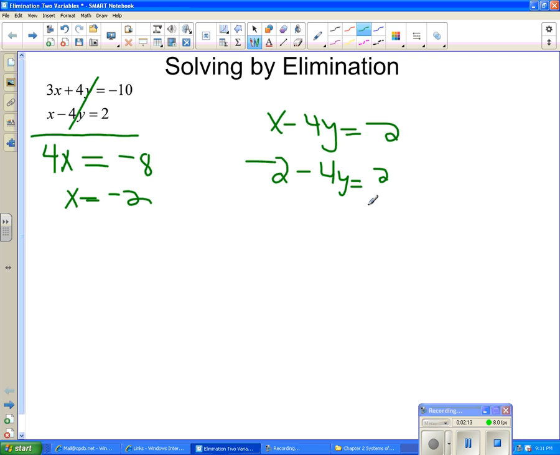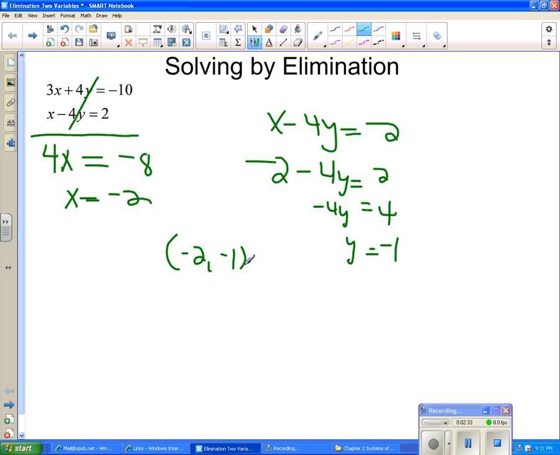I'm going to add 2 to both sides, so I get negative 4y equals 4. And so y is going to be negative 1 because 4 divided by negative 4 is negative 1. So I know what x is. I know what y is. My solution should be negative 2, comma, negative 1.